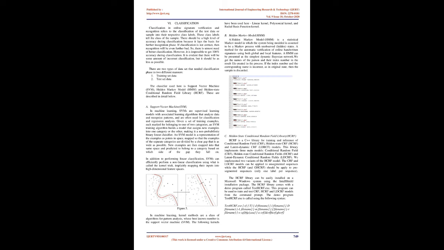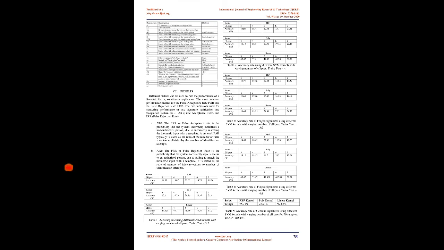There are 2 types of data set that need the classification phase in 2 different manners. 1. Training set data. 2. Test set data. The classifiers used here are support vector machine, SVM, hidden Markov model, HMM, and hidden state conditional random field library, HCRF. These are described in detail below. A. Support vector machine, SVM. In machine learning, SVMs are supervised learning models with associated learning algorithms that analyze data and recognize patterns, and are often used for classification and regression analysis.